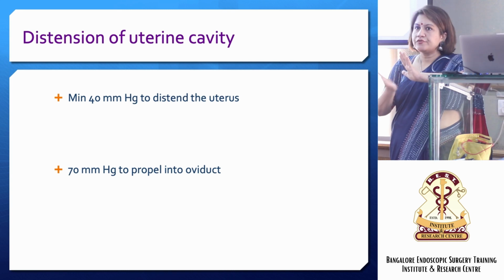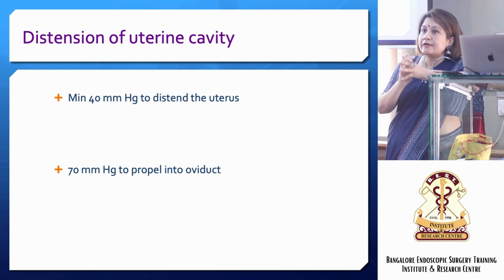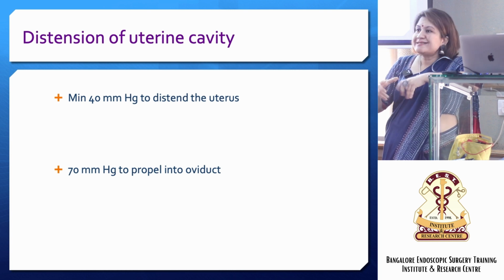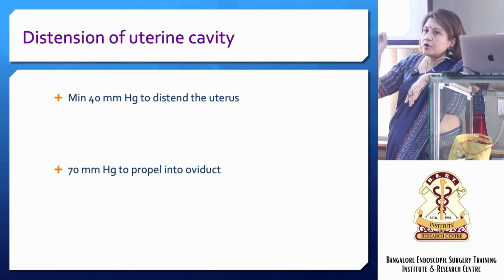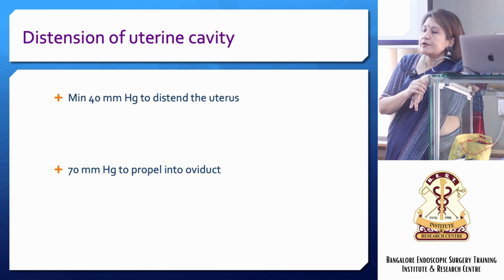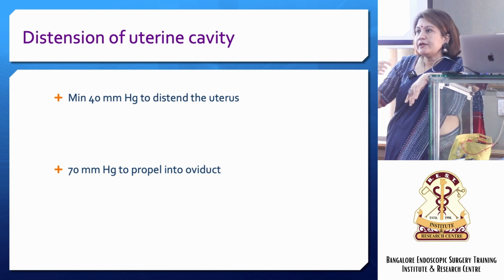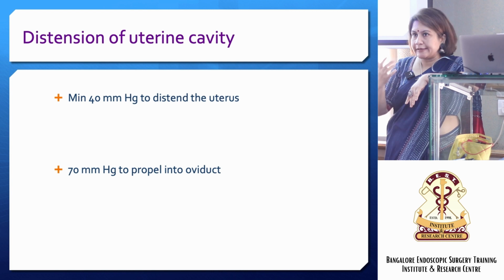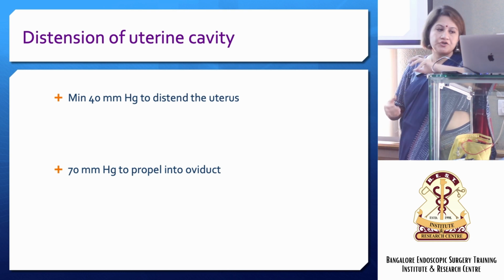Now, as we know, the uterus is a collapsed organ and we need to distend the uterine cavity. Unlike the bladder, which is much more pliable, the uterus is a little more rigid organ and you need some pressure to distend the uterine cavity. The minimum pressure that you require to open it up is 40 millimeters of mercury. And after 70 millimeters, whatever media you're using is going to go through the fallopian tube into the peritoneal cavity. So you need to keep a pressure of around 70 to 80. So how do we achieve this pressure?